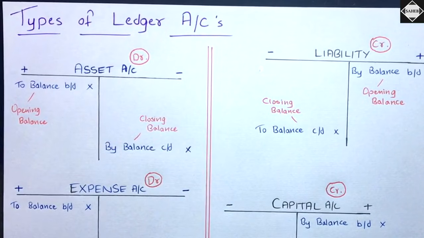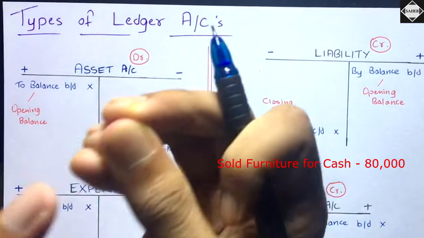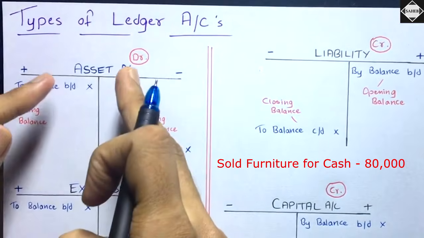For example, let's say you have sold the furniture to someone. You have sold the furniture for cash. You will not take a name, as you have got the cash directly. So what are you going to do? From this transaction, by selling my furniture, my furniture account will decrease.